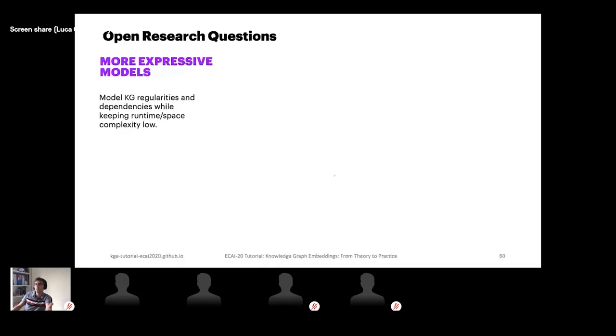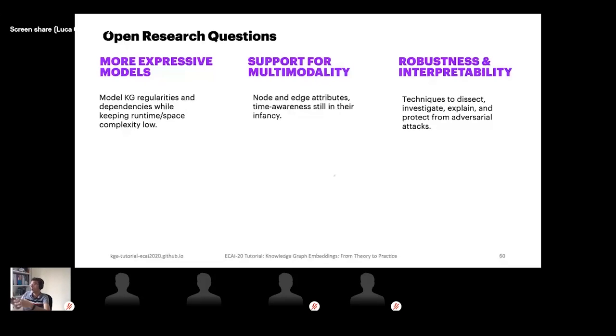Definitely looking at getting more expressive models, right? Keep trying to model all those regularities, but keeping runtime complexity low. Support for multimodality, especially node and edge attributes, right? Or time awareness, which is still in its infancy, as I said. Work towards robustness and interpretable results, right? Protect from adversarial attacks, explain, dissect techniques, come up with explanation pipelines, black box explanation and whatever.